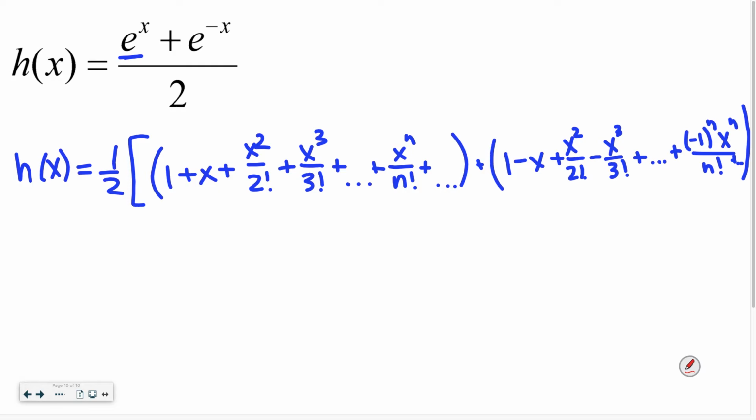So Joe snaps his fingers, and all of the odds are gone. The odds are going to cancel out, but all the evens are going to double. And then the one half. Thanos does a triple snap. Okay. So 1 plus 1 is 2. X squared over 2 factorial plus x squared over 2 factorial.